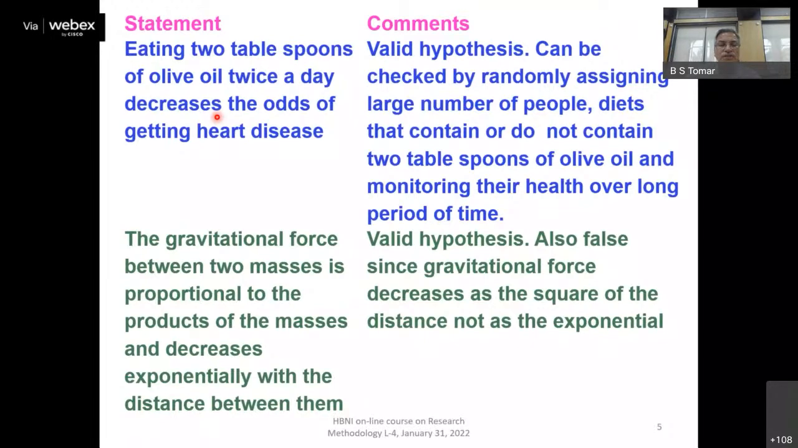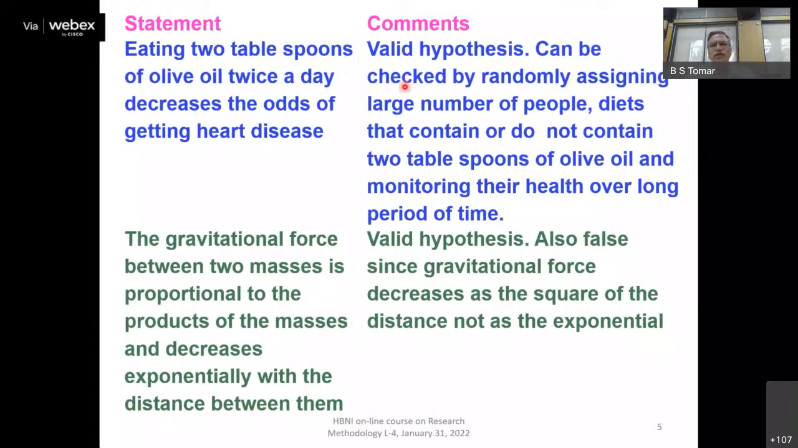Later on we will discuss the null hypothesis. You can say it does not decrease the odds of getting heart disease. That is a null hypothesis, and then you do the experiment, and you can verify whether the null hypothesis can be rejected, whether it decreases or not.